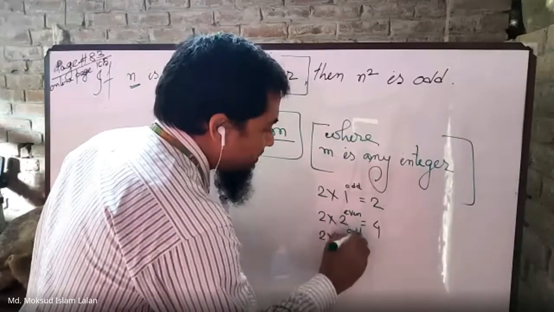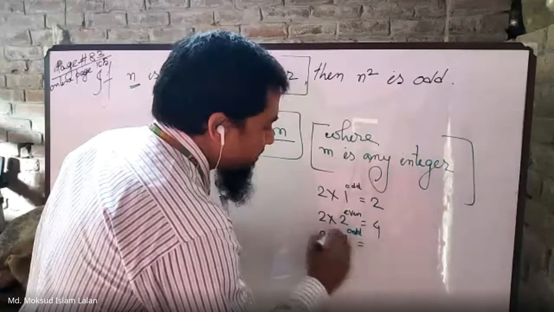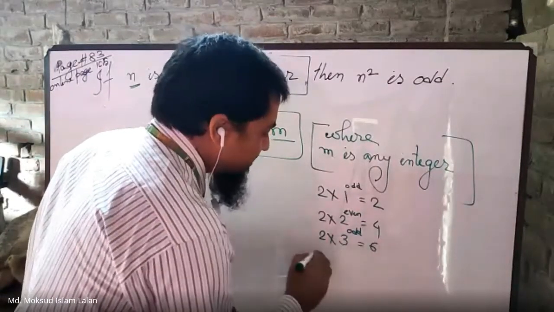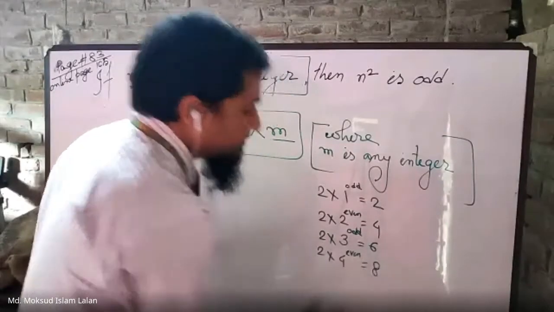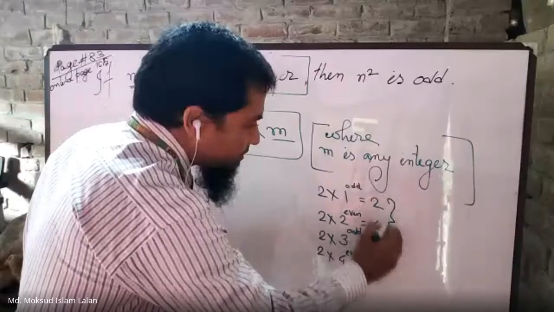2 times 3, which is what number? What is this result? 3 times 6, right? 2 times 4, even, we have considered even, so 8. Now what about this number? All these are even or odd? Even, sir. Even, right?